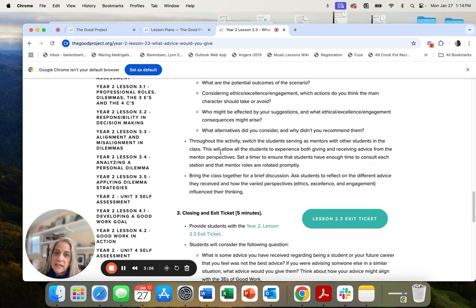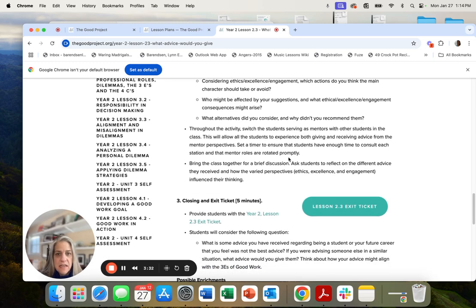Throughout the activity, switch roles so that the students have the opportunity to both give and receive advice. Then bring the class together at the end to discuss. Ask them to think about the different advice they received, and how the varied perspectives changed and influenced their thinking.